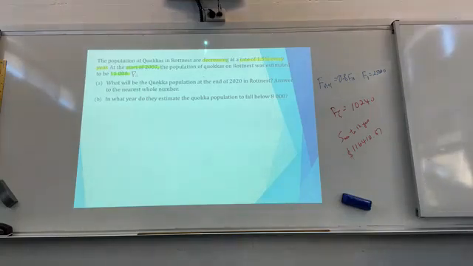All right, decreasing at the rate of 1.3% every year. Now, question A: what will be the Quokka population at the end of 2020 in Rottnest? Answer to the nearest whole number. No decimal, this will definitely be an integer. In what year do they estimate the Quokka population to fall below 8,000? So we need to answer question number one, the end of 2020.